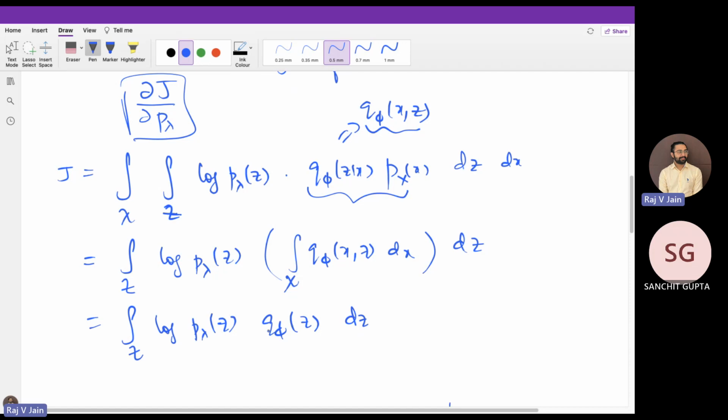The point is, is this enough? If I apply dou J by dou P lambda and all of that here, and solve this equation, is this enough? Is there anything else we need to do?